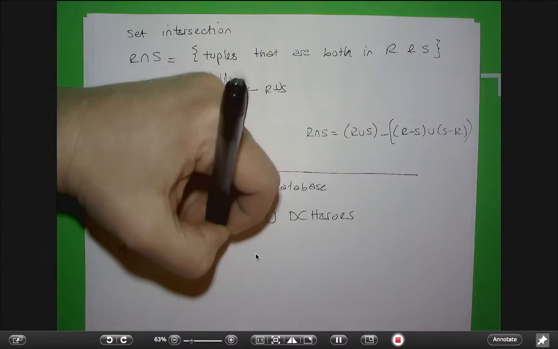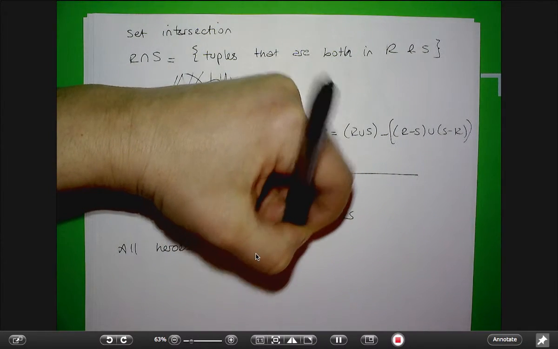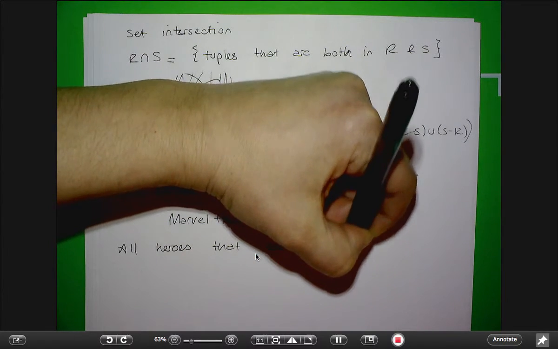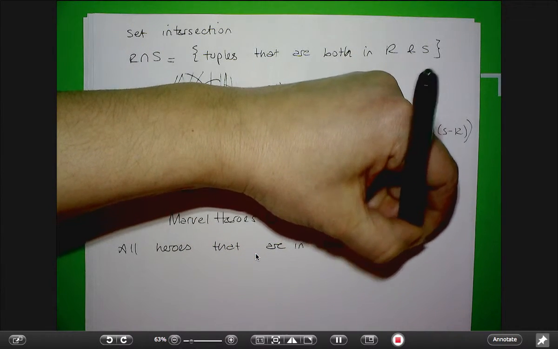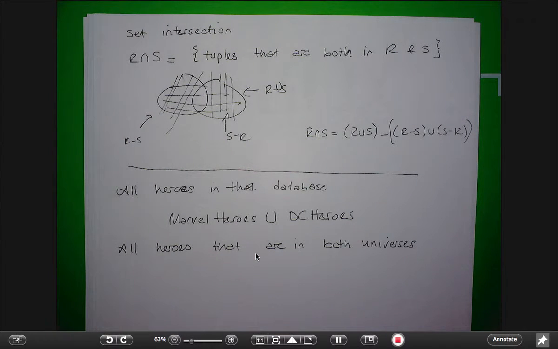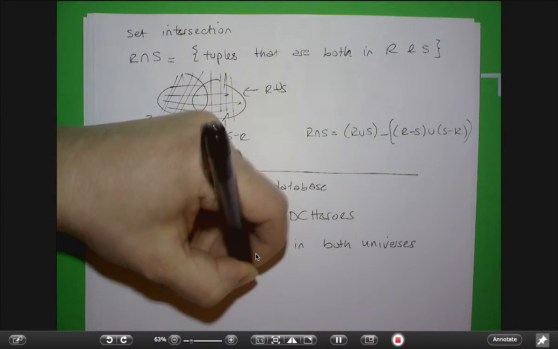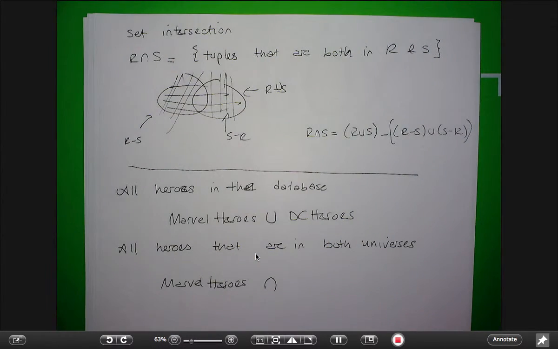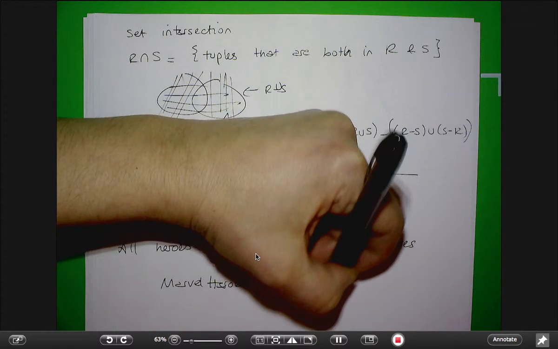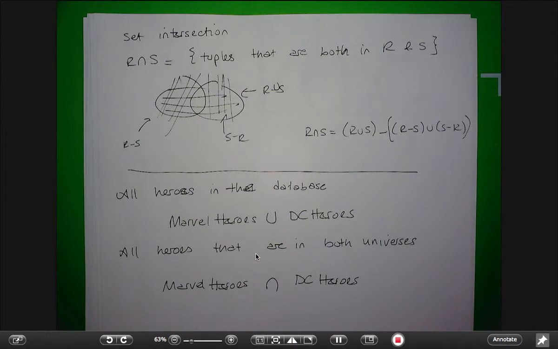So all heroes that are in both universes would be what? I would have to take the intersection, okay? Which we know, as I was told over and over by my husband, that there is no such hero. So it will return you an empty set. It's a query that you will execute and find nothing. But if you want to write it logically, this would be how.